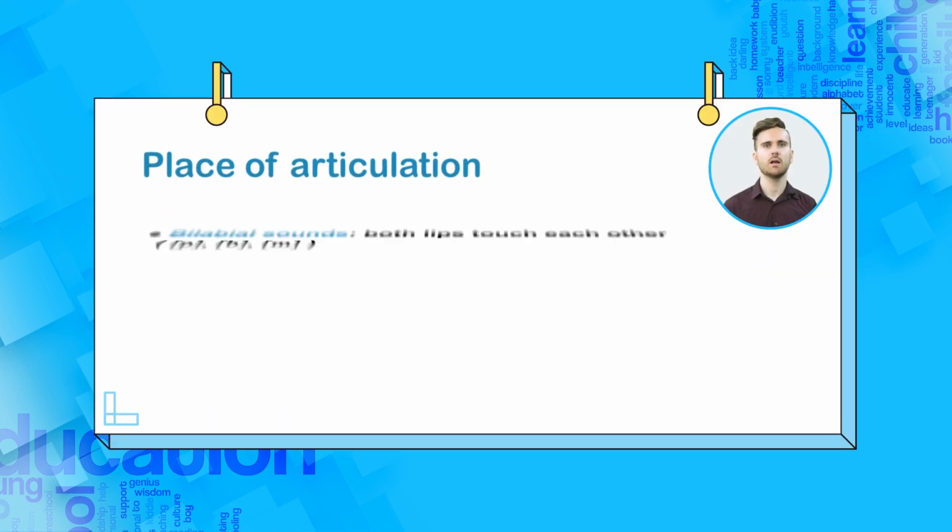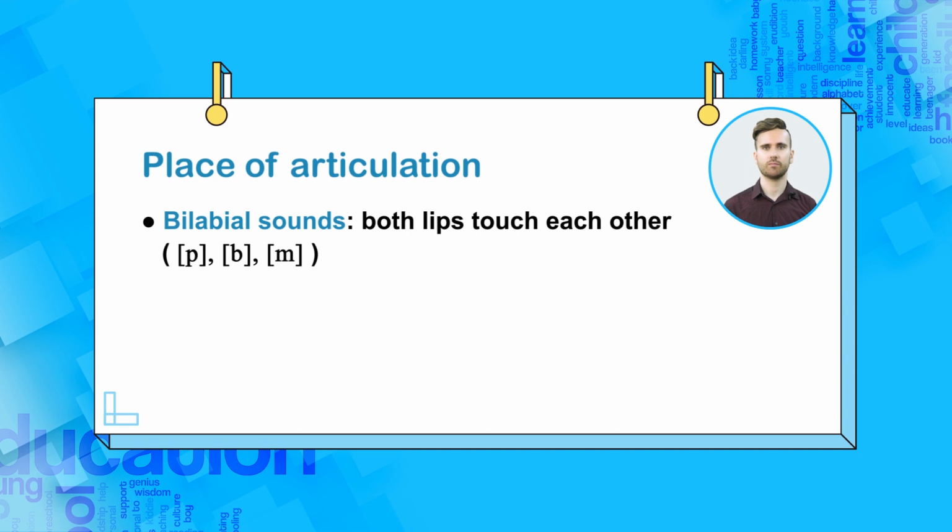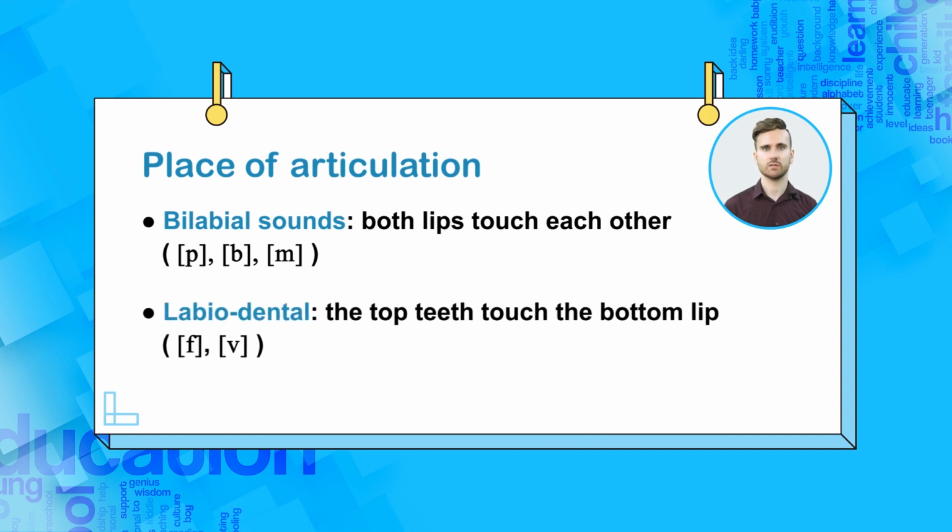1. Bilabial sounds. To make these, both lips touch each other. The English bilabial sounds are p, b, and m. 2. Labiodental sounds. To make these, the top teeth touch the bottom lip. The English labiodental sounds are f and v.